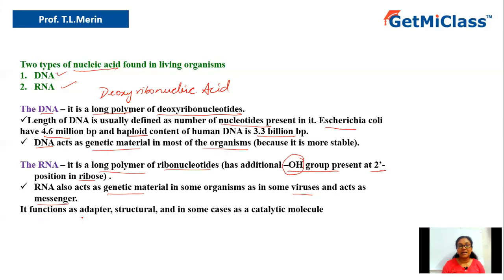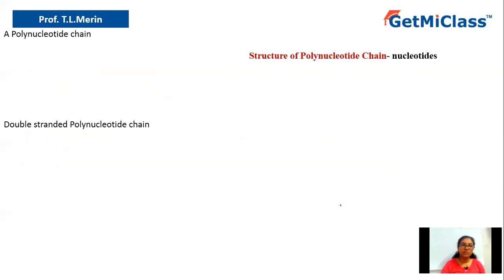Then it functions as an adapter. You have different types of RNA, like tRNA, which functions as an adapter, and RNA that is structural, and in some cases a catalytic molecule. Structural, in case of ribosome, rRNA is a part of the ribosome. This rRNA, the ribosomal RNA, also acts as an enzyme, so we call it ribozyme. That's about DNA and RNA.